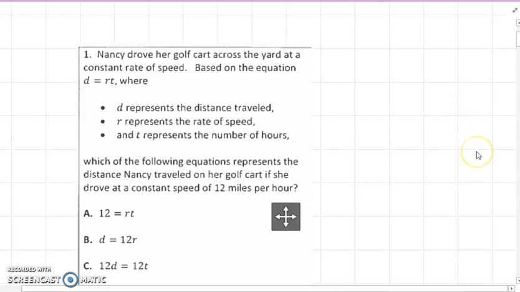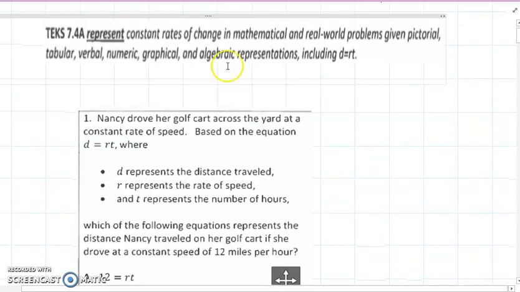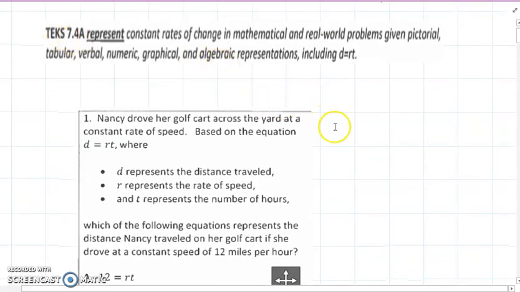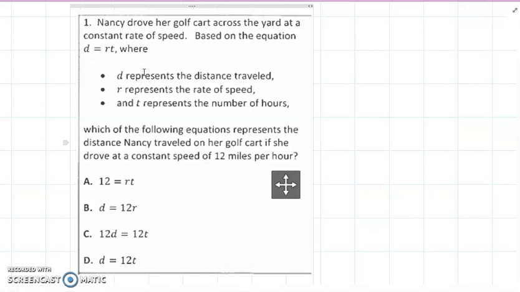All right, I'm going to help you with the next set of problems that you have there, which is 7.4a. It's 10 problems here, I guess in the middle. It says, number one, Nancy drove her cart across the yard at a constant rate of speed.